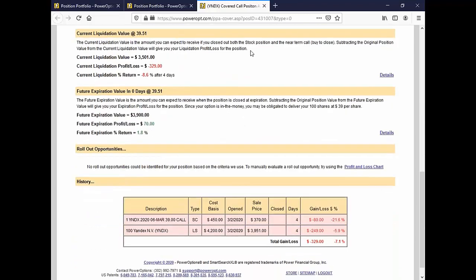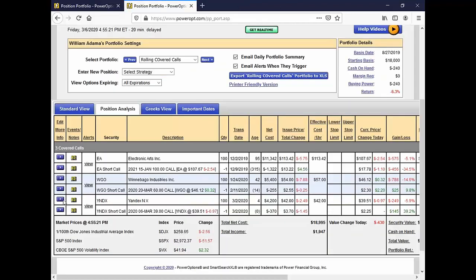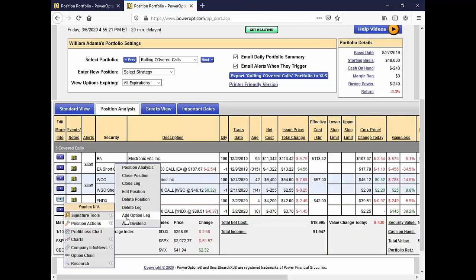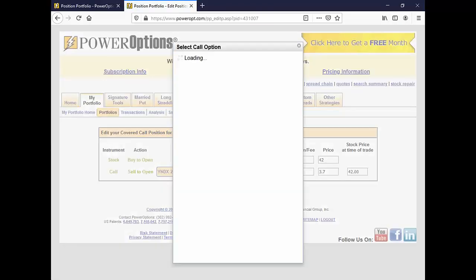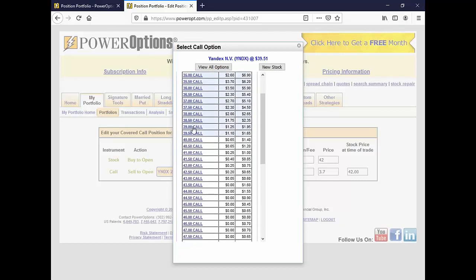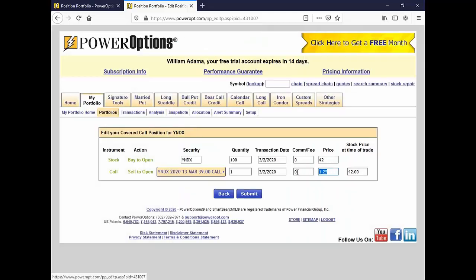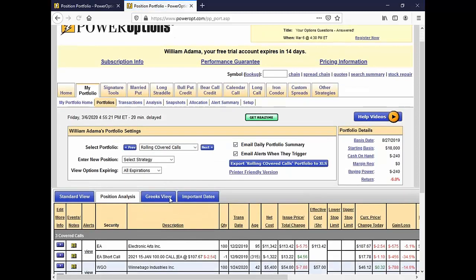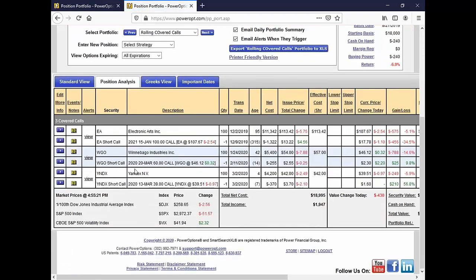I need to edit this. I apologize. I had thought I'm going to select the 14th. I thought I had the 14th or the 20th in there. Or the 13th, excuse me. Let me go to the 13th and keep the same 39 strike at my original price of 370. I apologize for that. Okay, so this is looking better.